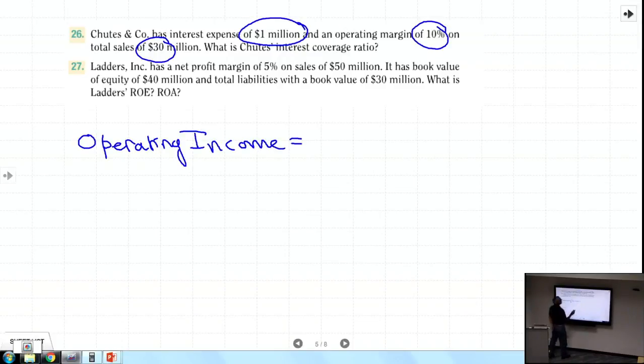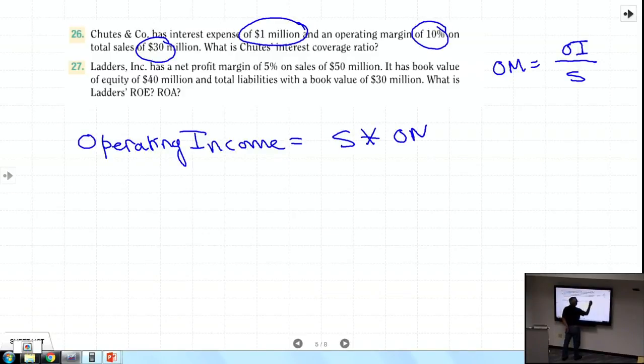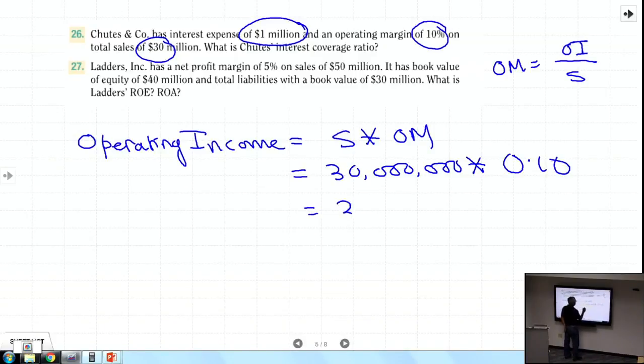If you remember, operating margin is operating income divided by total sales. So operating income is simply going to be sales multiplied by operating margin. Sales is 30 million and operating profit margin is 10%. So that's going to be 3 million.